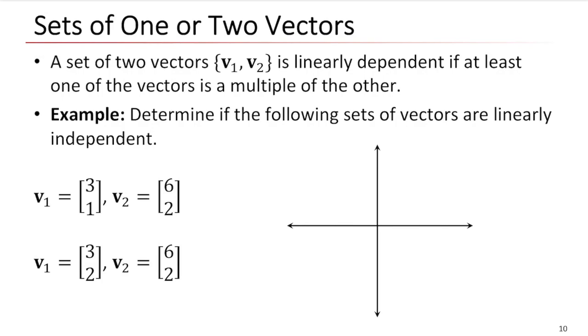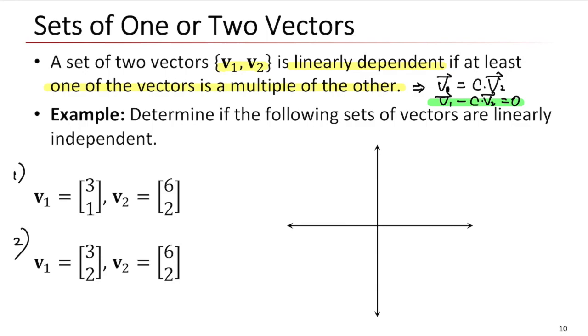Okay, so here is a question. Determine if the following sets of vectors are linearly independent or not. There are two kinds of problems. From the definition, we can say that a set of two vectors v1 and v2 is linearly dependent if at least one of the vectors is a multiple of the other. What does it mean? Let's say v1 is a multiple of v2, let's say c times v2. Then we can represent this equation as vector v1 minus c times vector v2 is equal to 0, right?